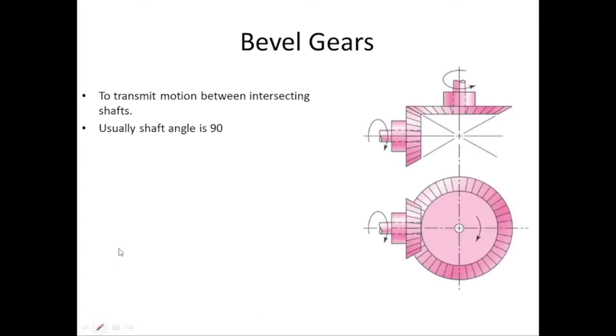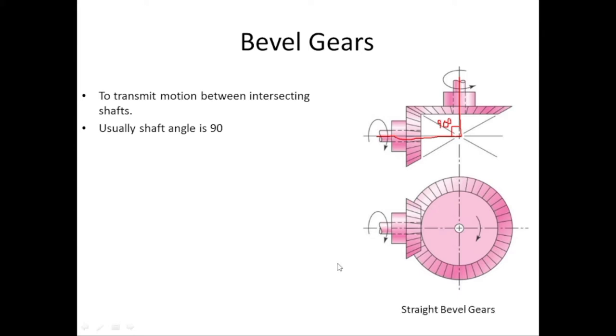When the shaft axes intersect each other, the angle is usually 90 degrees. In this diagram, you can see that this is the shaft axis of one gear and this is the shaft axis of another gear, and you can see that the angle at the intersecting point is 90 degrees. So most frequently it is 90 degrees, but it is not a necessary condition. There can be other angles as well.